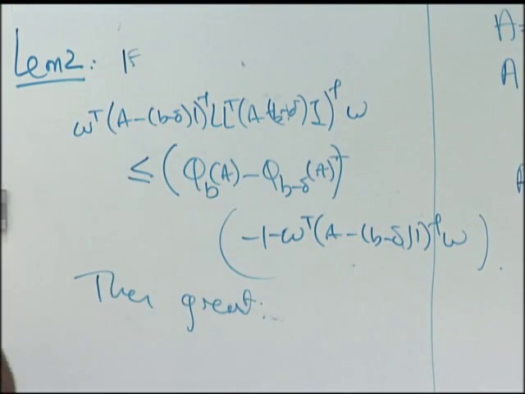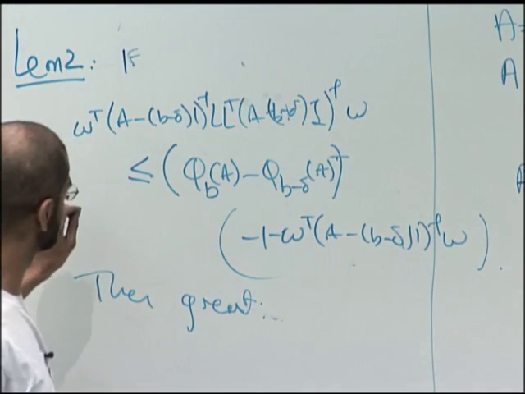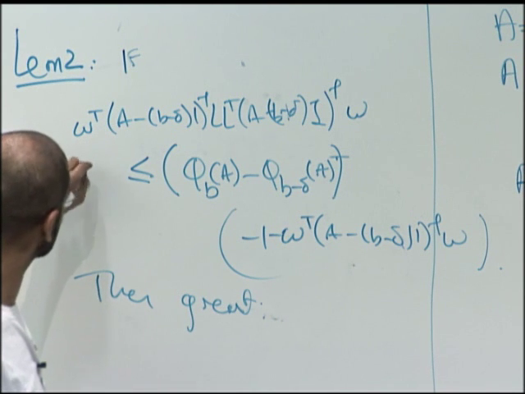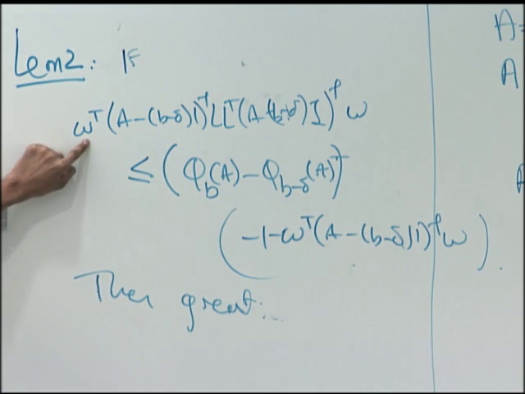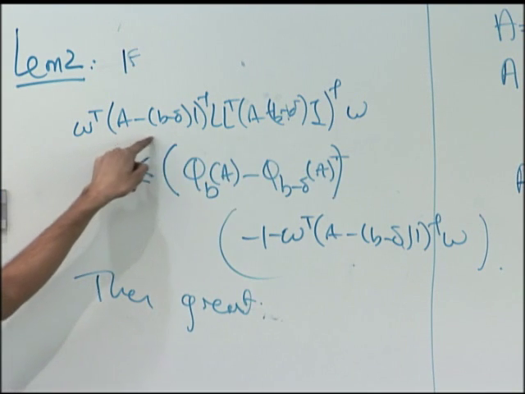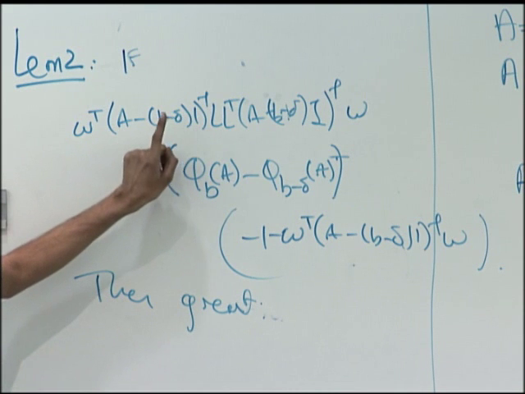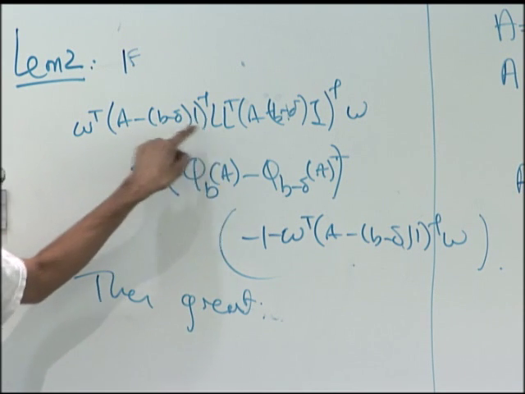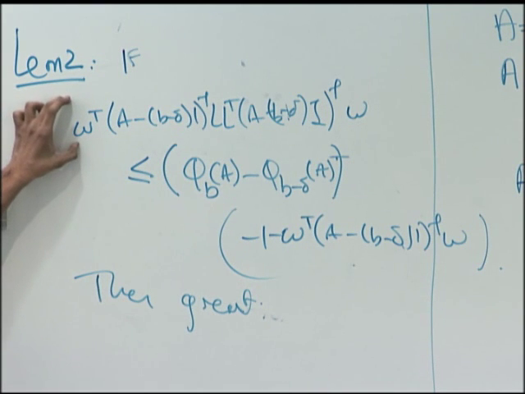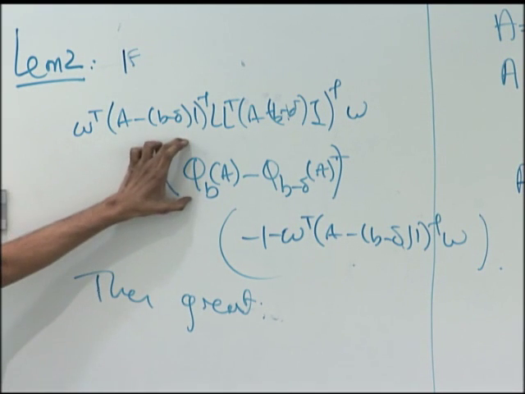Okay, so this is some large expression, but what I really want you to notice is the following. This is a quadratic form in a positive semi-definite matrix. It's (A minus B minus delta I) inverse, which is not positive semi-definite, but it's that L times its transpose. This thing is positive semi-definite, so this is some positive quantity.